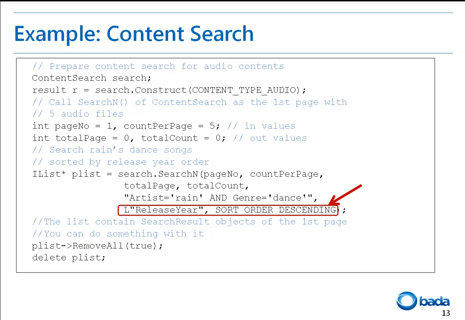And last, when you're finished with the search results, this is how you release the memory by clearing the list using the Remove All API, which will clear the content information of all searched files in the list returned by the Search API. Then, we also need to delete the list.